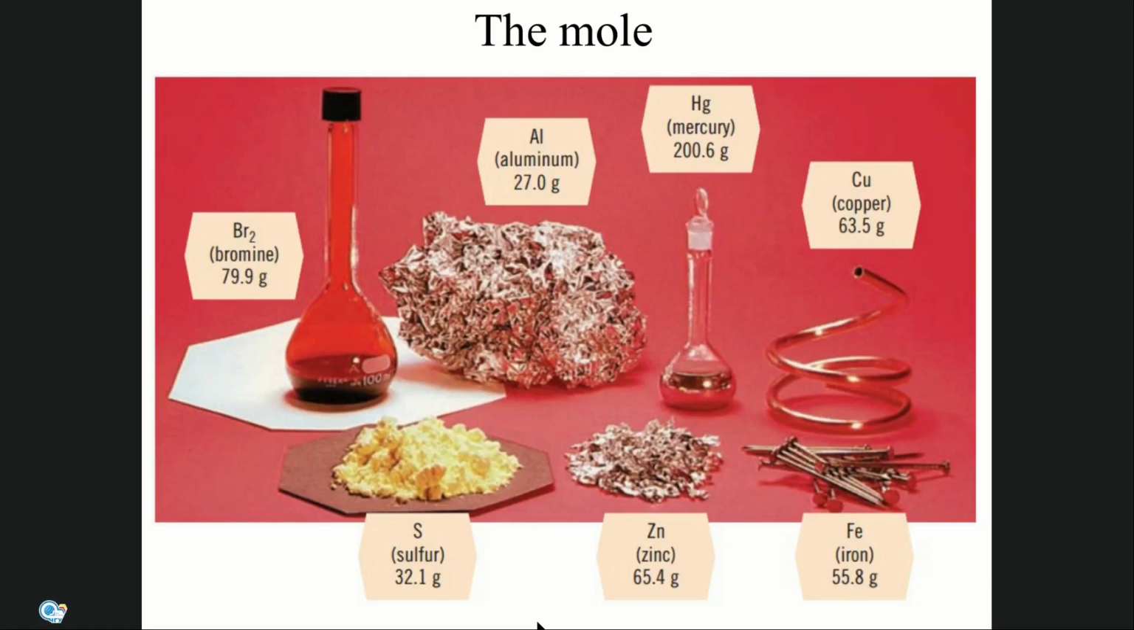For instance, if you obtain a pure sample of the metallic element titanium, whose atomic mass is approximately 48, and measure out 48 grams of it, you will have approximately 1 mole, or Avogadro's number of atoms. In this picture, you can see 1 mole of aluminium, mercury, and other elements. These are examples.